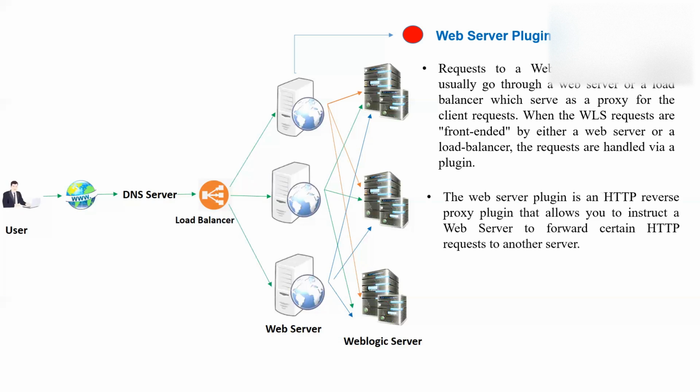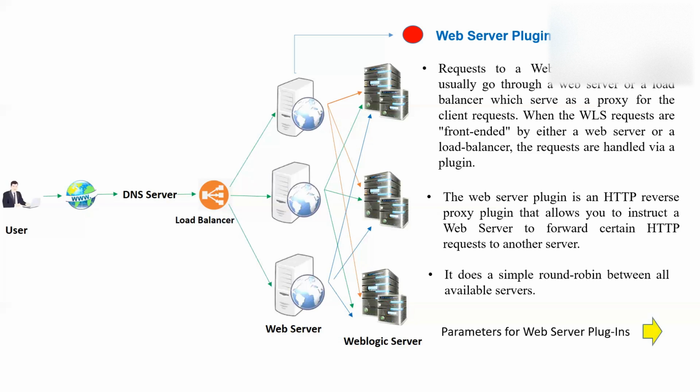Okay, so the web server plugin is an HTTP reverse proxy plugin that allows you to instruct a web server to forward certain HTTP requests to another server. It does a simple round robin between all available servers. So this is the default algorithm with the web server. It will send the request to the backend available application servers in a round robin fashion.